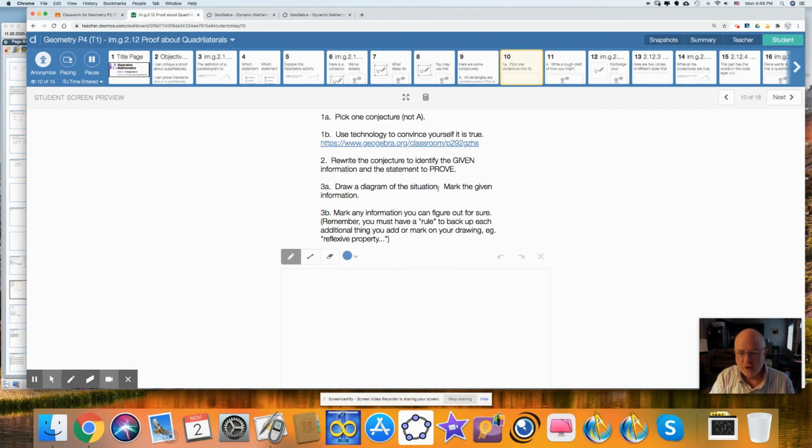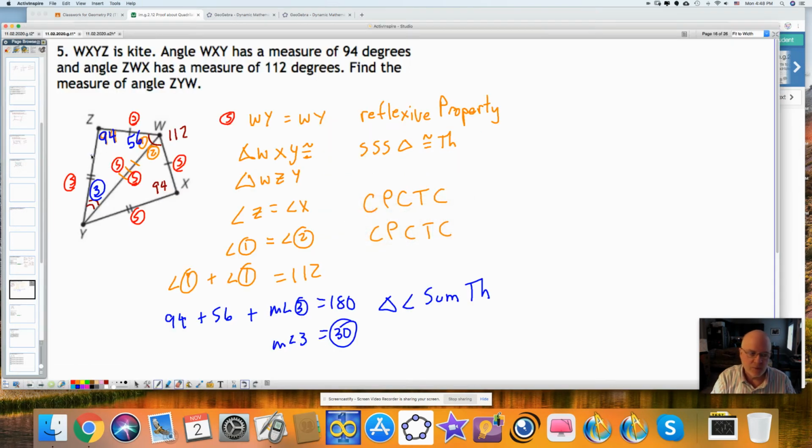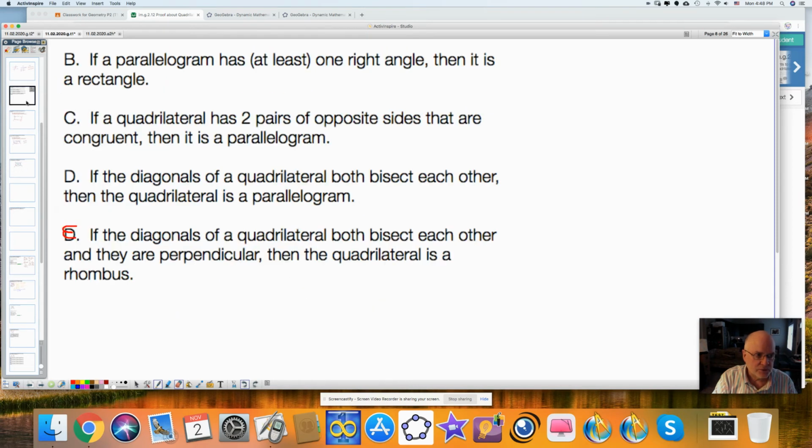Draw a figure, mark the diagram, and mark any information that you can remember for sure. Remember, you have to have a rule if you're going to mark any extra information. And then you're going to write a rough draft. And I'm going to do this now for each of these to show you what you could be doing. You try it on your own, and you can check yourself with my work if you want. And I suggest you do.